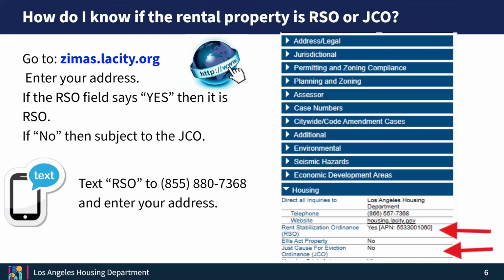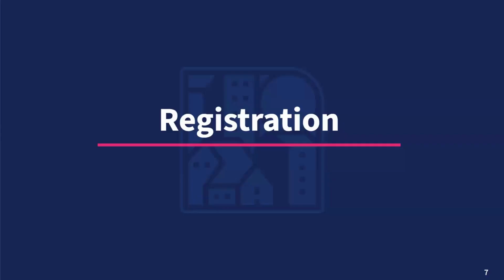How do you know if your rental property is subject to the RSO or JCO? You can go to zimas.lacity.org and enter your address. If the RSO field says yes, then it is RSO. I will caution you that this website is not under the jurisdiction of LAHD, so you may want to, once again, call the hotline number or go into one of your local offices for the Los Angeles Housing Department to verify as well. You can also text RSO to 855-880-7368 and enter your address. Next slide.